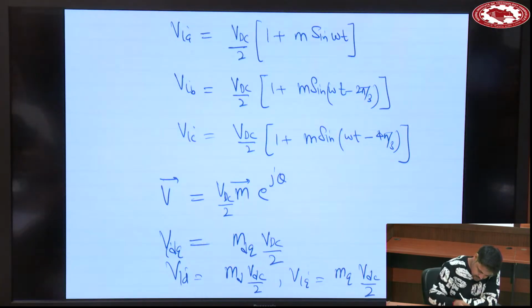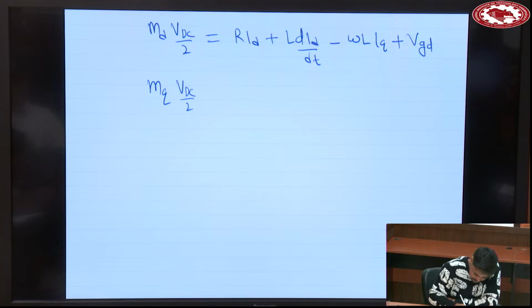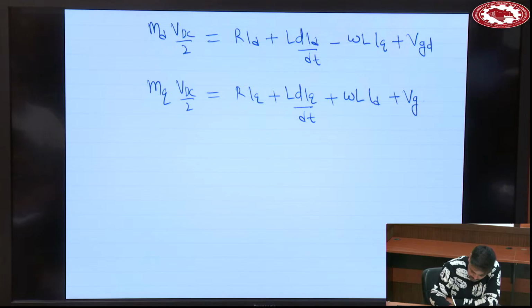Again, put this value. MD VDC by 2 is equal to RID plus L DID by dt minus omega L IQ plus VGD. MQ VDC by 2 is RIQ plus L DIQ by dt plus omega L ID plus VGQ.